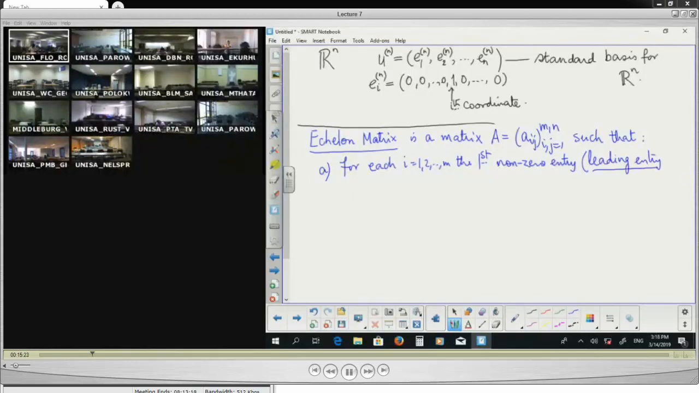And the j column for this leading entry is its position. Okay? So the first non-zero entry is always 1. Okay?